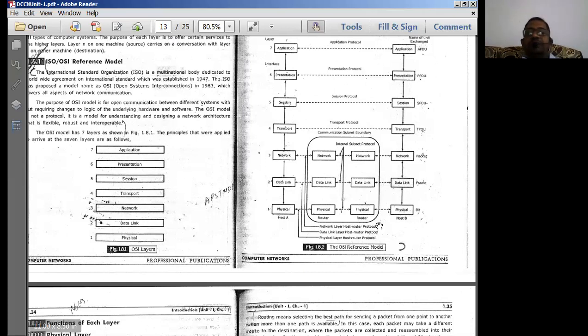Then how is the data being transmitted? First of all, the application layer is normally going to get access to the email server using the SMTP protocol. Using the SMTP protocol, your message is transmitted to the presentation layer, the session layer, the transport layer, the network layer, the data link layer, and the physical layer. After the physical layer, it is placed onto the appropriate network.